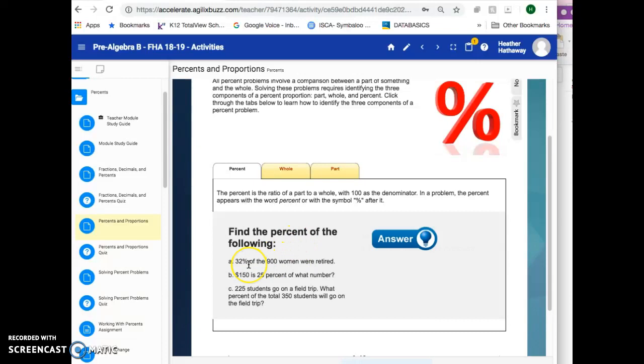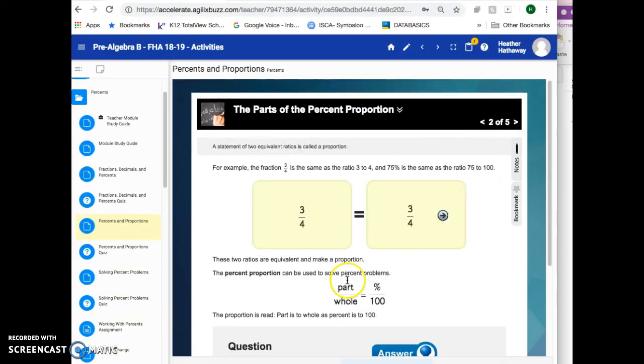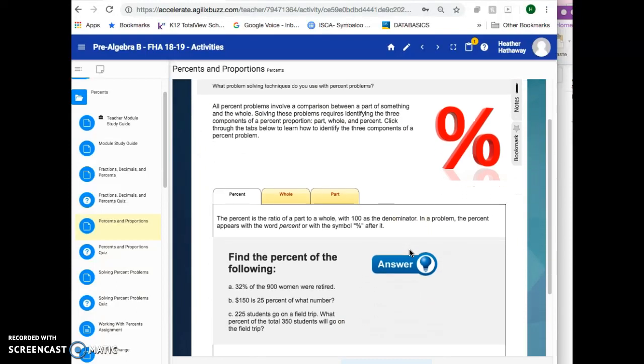That means literally just pick the percent out, because again, we're trying to get you to understand this formula, part over whole equals percent over 100, because this formula is going to help you do the worksheet. So right now we're just identifying the pieces to that formula, okay? So it just says pick out the percent. So where's the percent right here? It tells you 32%, right?